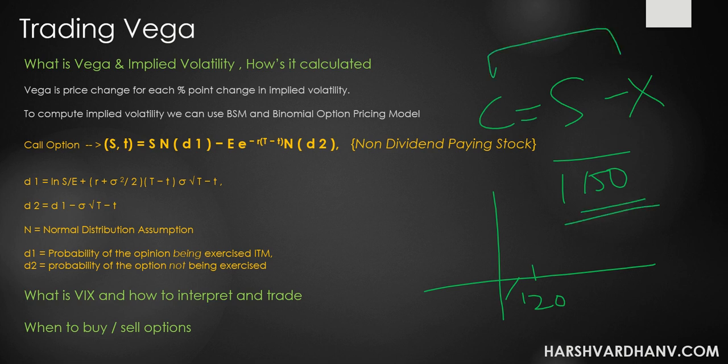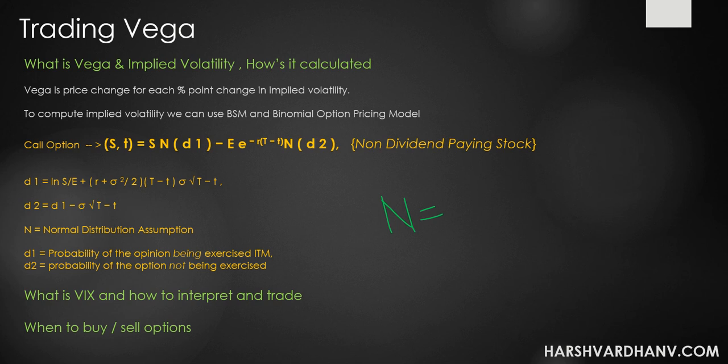right? So the probability that your option will end in the money is known as D1, and the probability that the option will not be exercised or will be out of the money is D2. This is in layman's language. Now over here there's a new term, N. N is basically the normal distribution.